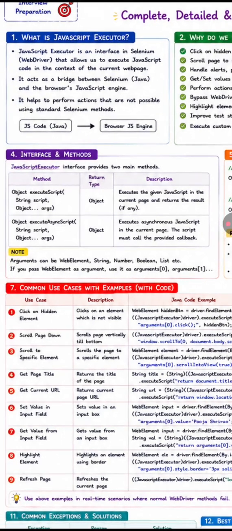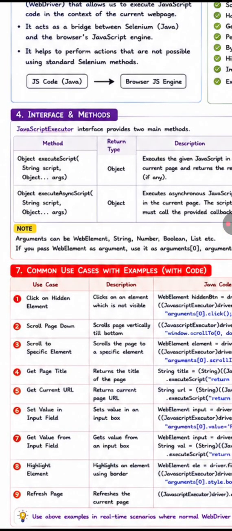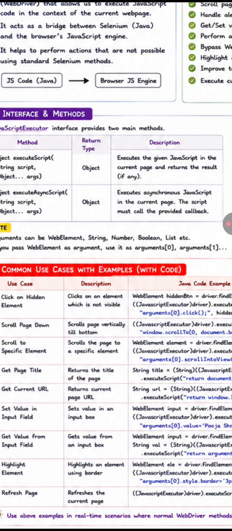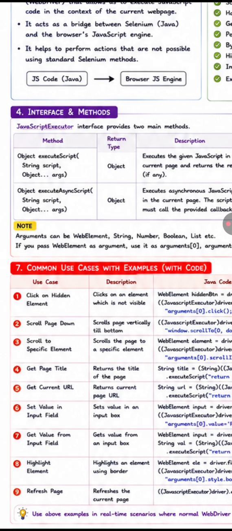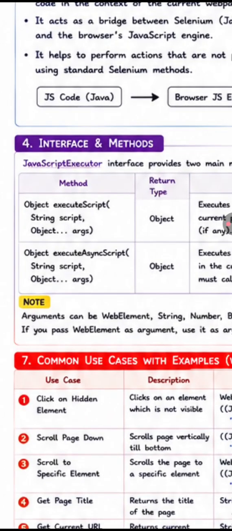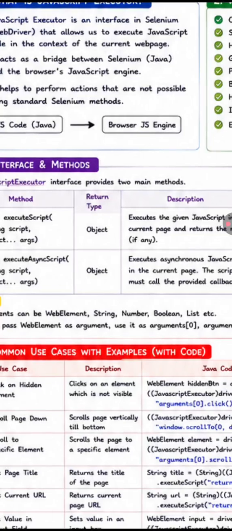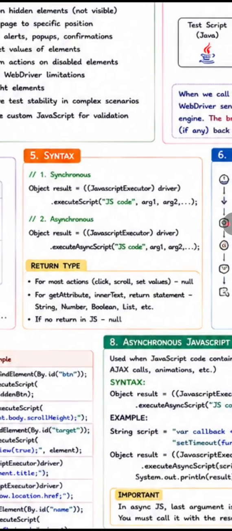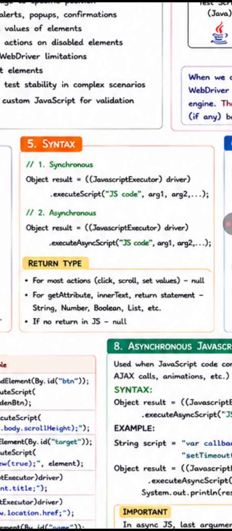Then there is one note, that arguments can be a web element, string, number, boolean, list, etc. If you pass a web element as an argument, it is accessed as arguments[0], arguments[1], and so on. So here you can see the object execute script taking the argument as a string script and objects. Here you can pass web element, string, number, boolean, list. This is the syntax for the synchronous method, and likewise for the asynchronous one, where we typecast our driver to JavaScript Executor.